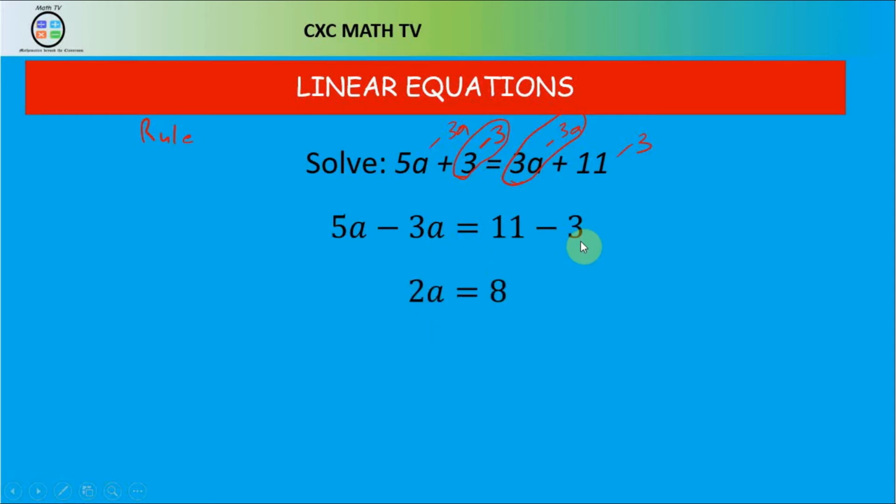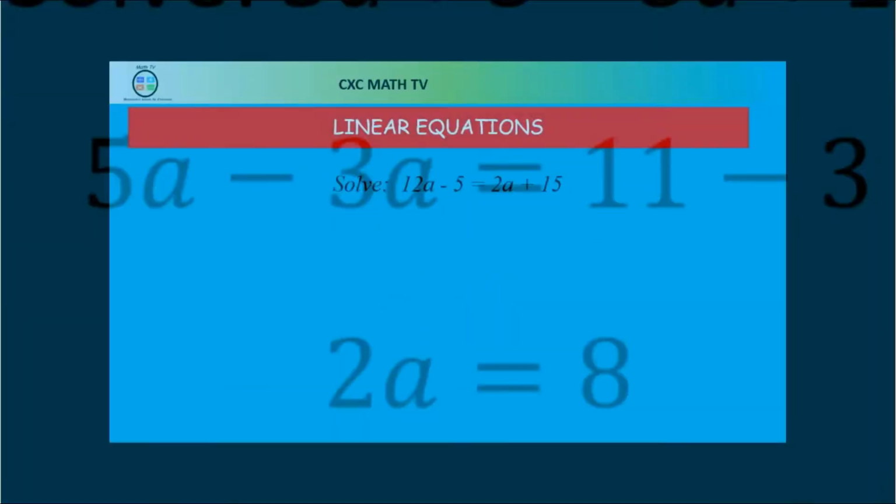In that case, we'll solve it. 2a is equal to 8. Then to get a, we divide both sides of the equation by 2 to get a is equal to 4. Easy stuff so far. That's basic. This is revision of prep school mathematics and primary for some of us.